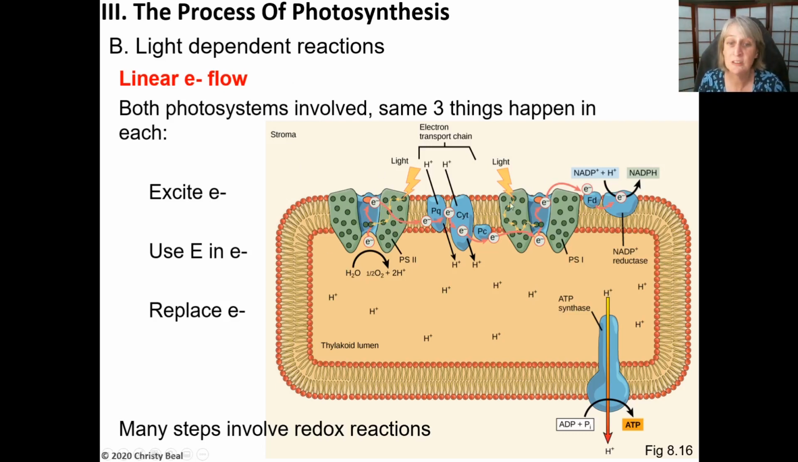In each photosystem, we're going to get some excited electrons. We're going to use the energy in that electron, but we also have to replace the electron because we want this to flow. If we got an electron excited and it left and nothing ever happened again, that would be the end of the process. So we always are going to have to replace the missing electron. If something gets oxidized, we're going to need to reduce it in the next step. We're going to have a lot of redox reactions. So let's put it all together.